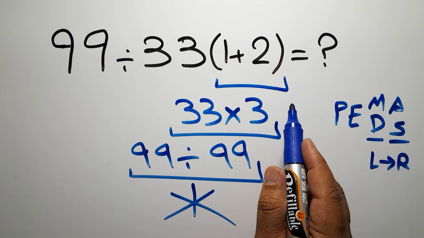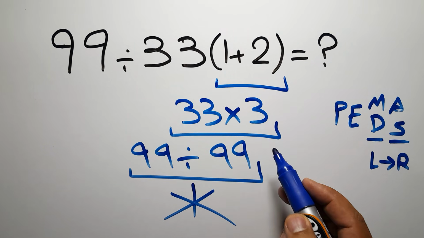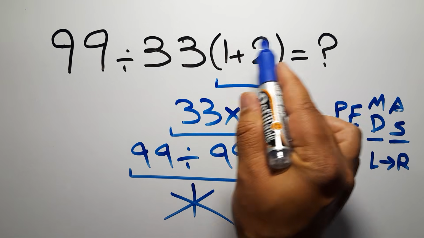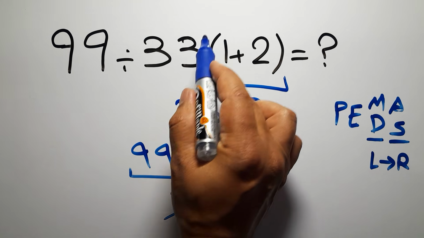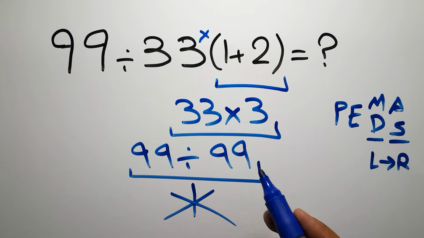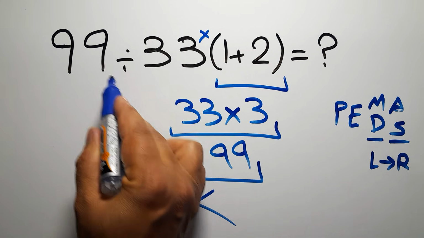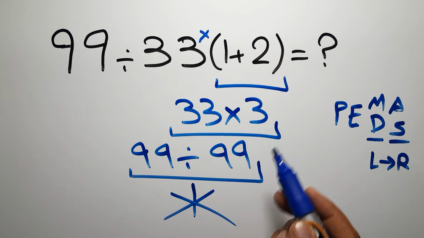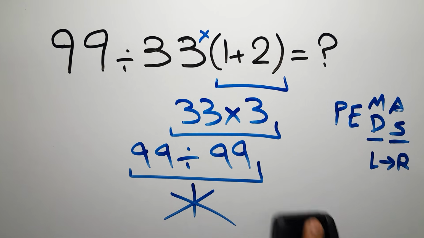Here, we have 33 and these parentheses. In mathematics, when a number is placed next to parentheses, it means multiplication, and we usually don't write the multiplication sign for brevity. So here we have a multiplication. So in this expression, we have one division, one multiplication, and one parentheses. According to PEMDAS, first we have to do these parentheses.